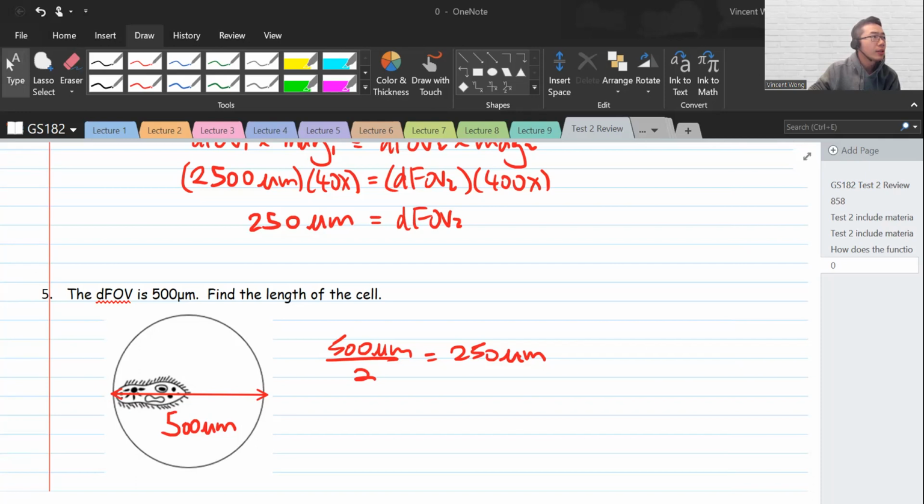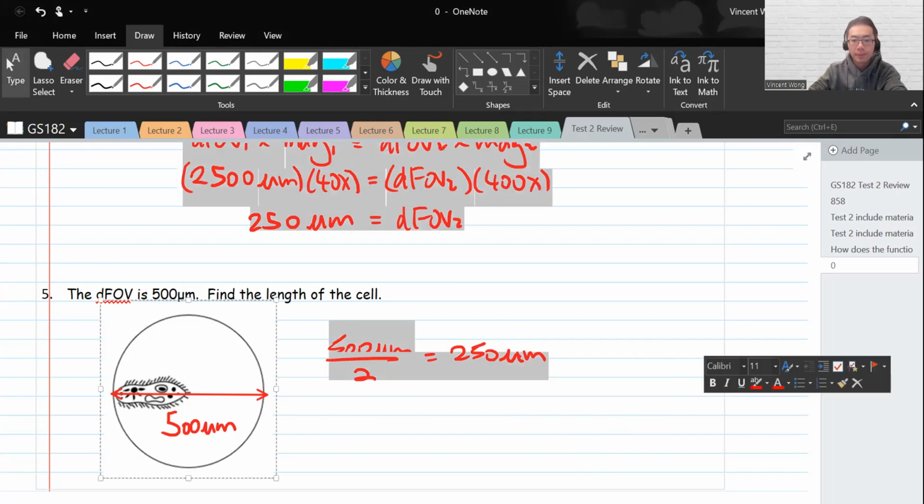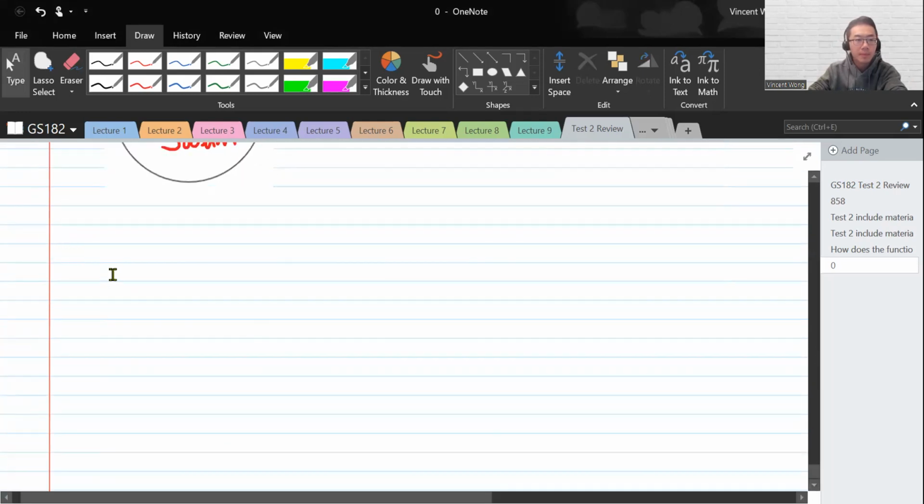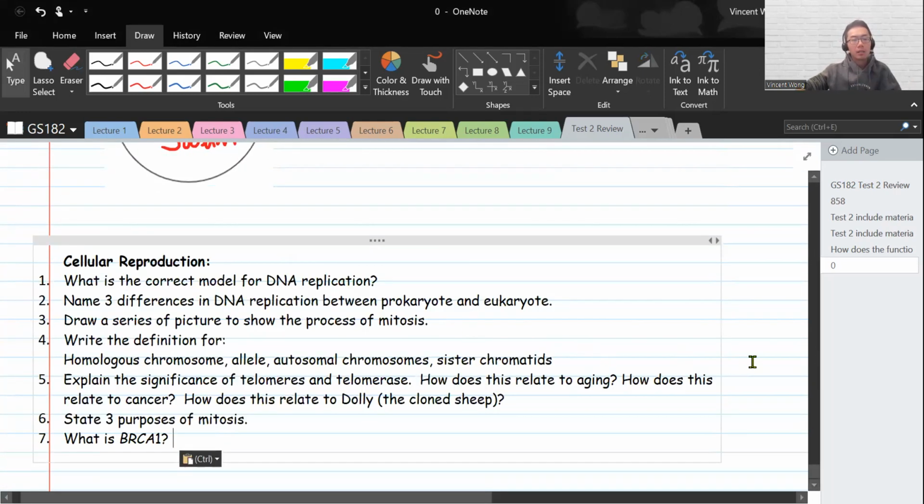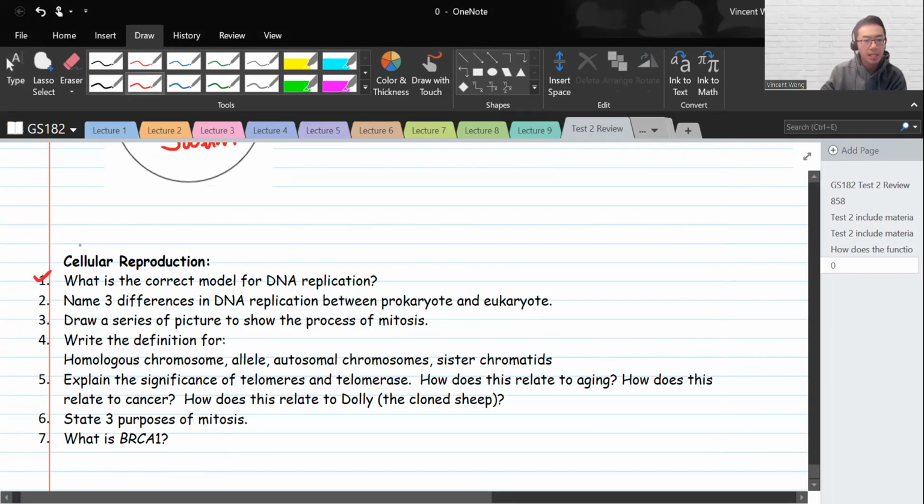Let's do the cellular reproduction stuff. I'm just gonna skip some of these things because some of this is pretty straightforward, right? What is a correct model for DNA replication? Semi-conservative model. You should know that by now. You don't have to know any of the experiment, right? Look at the exclusion list. I'm not gonna ask you on those.